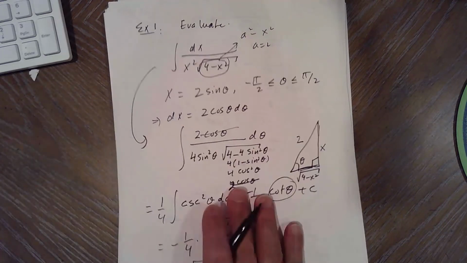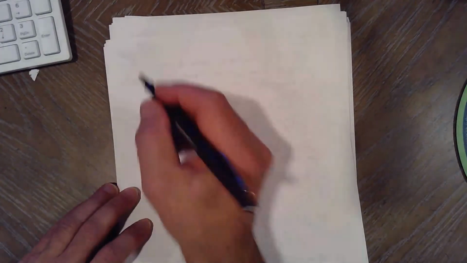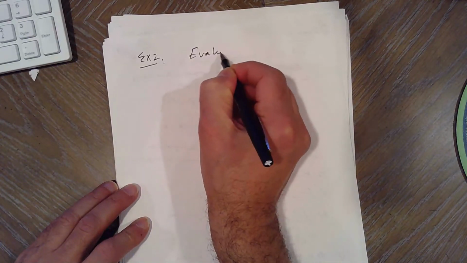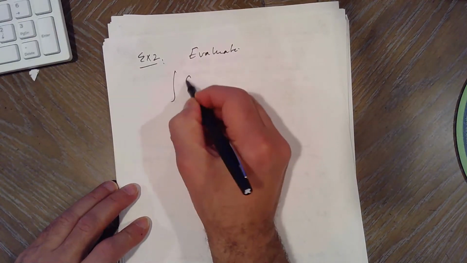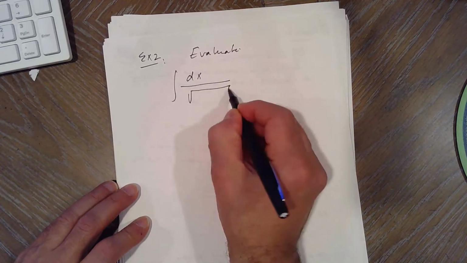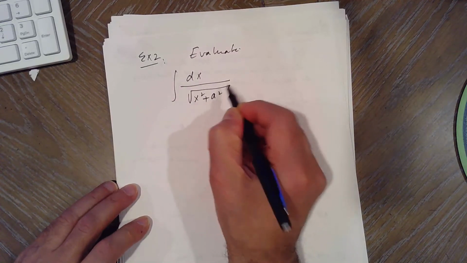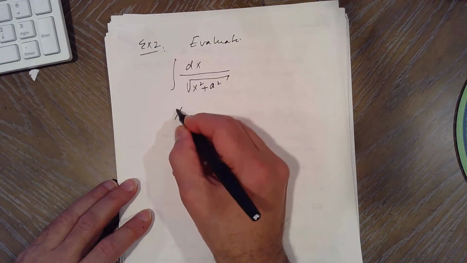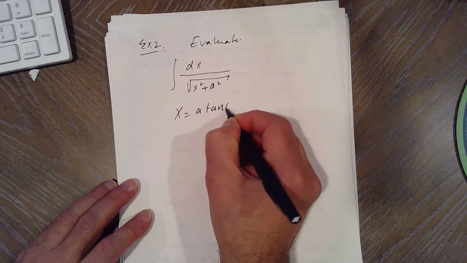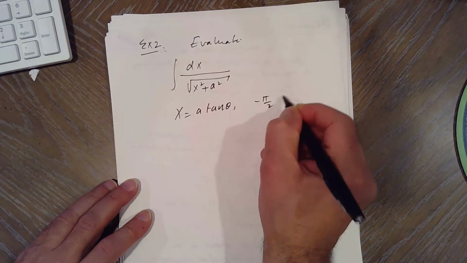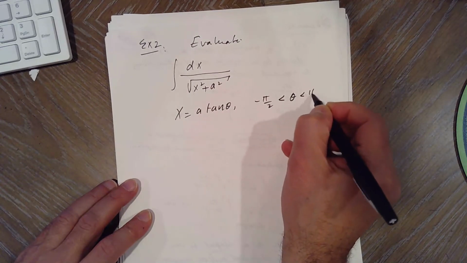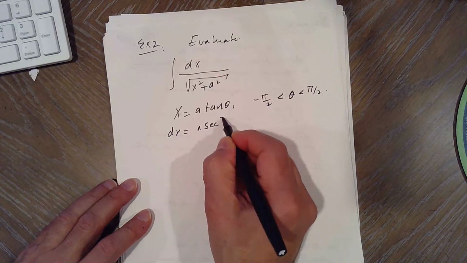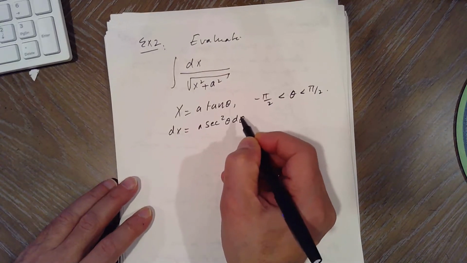Alright, example 2. How do we evaluate the integral of dx over square root of x squared plus a squared? So if you look at the map that I told you about, x equals a tan theta, where theta has to be between negative pi over 2 and pi over 2. So dx is a secant squared theta d theta.